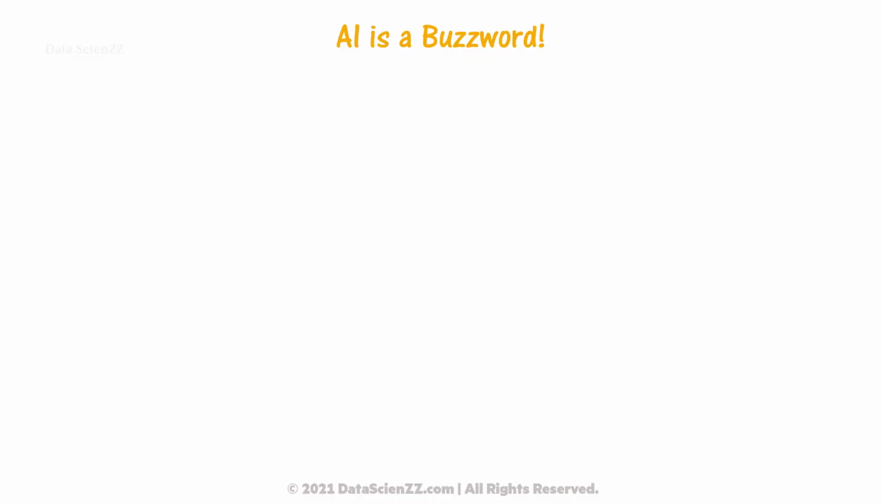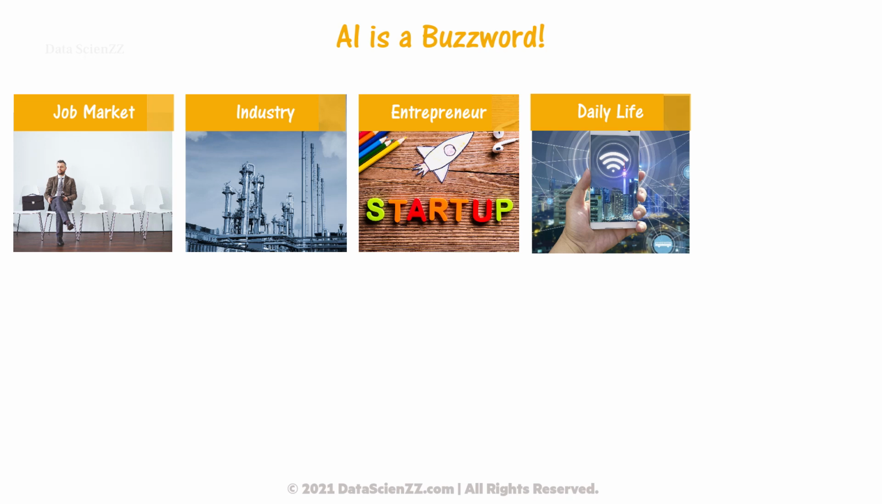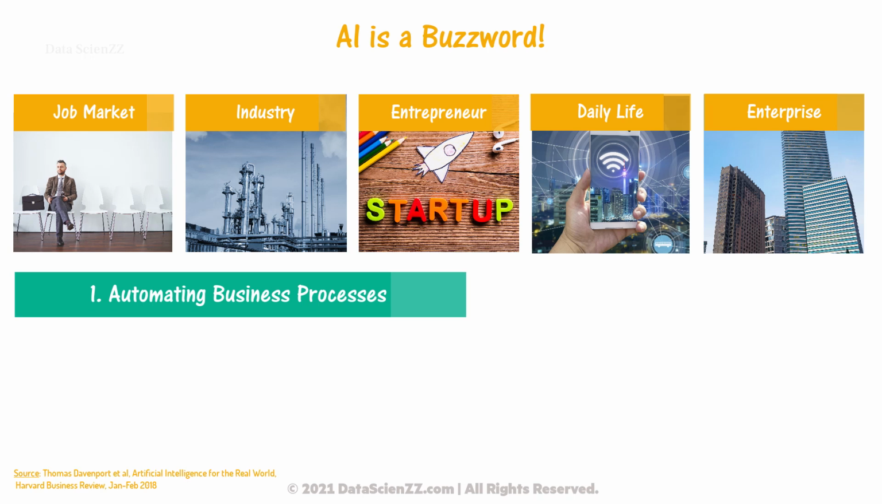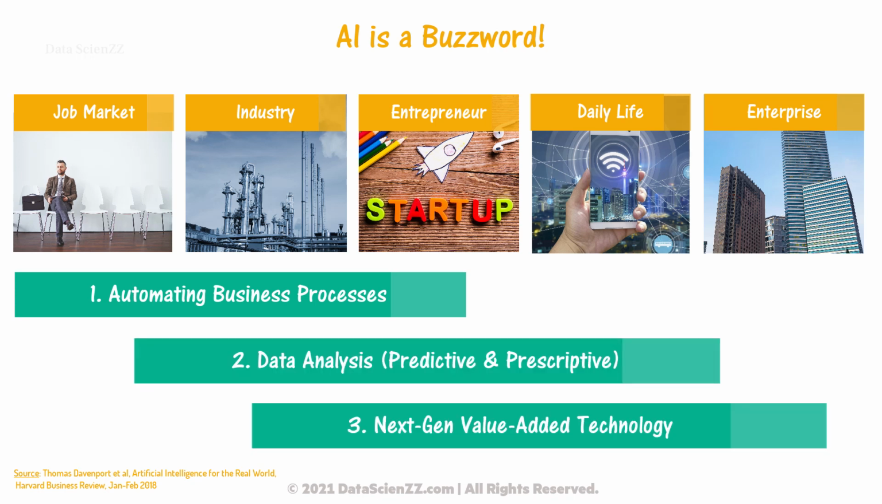Today, AI is a buzzword, creating a lot of waves almost everywhere, including the job market, industry, entrepreneurship, our daily life, large enterprises, and so on. Now, there are three important areas where AI is mostly used. Automating business processes, like back office and customer engagements. Gaining insights through data analysis. And building value-added next-generation technology.